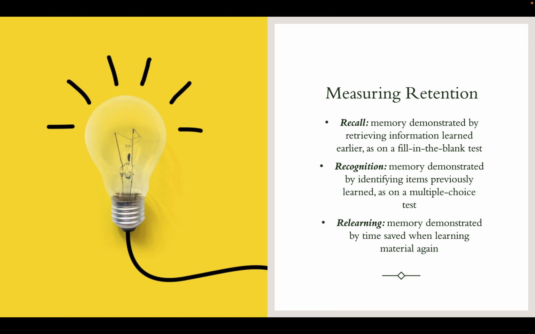And the last is relearning, which is memory demonstrated by time saved when learning material again. So learning something more quickly when you learn it a second time or at a later time. So an example of this is when you review the first weeks of coursework to prepare for your final exam, it will be easier to relearn the material than it was to learn it originally.